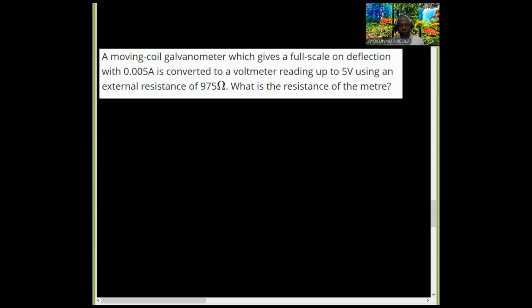A moving coil galvanometer, which gives a full scale deflection with 0.005 ampere, is converted to a voltmeter reading up to 5V using an external resistance of 975 ohms. What is the resistance of the meter? Okay, please let everyone listen carefully to this.